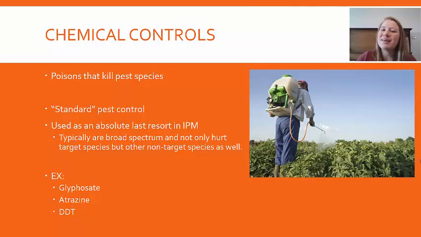The third type would be chemical controls. Now, we just said at the beginning that IPM is trying to reduce the amount of chemical pesticides used, but chemicals do still have a place in this. This is that standard pest control, and typically it's used as a last resort, or this is using a very narrow targeted type of pesticide. Typical standard pest control is a broad spectrum. However, with IPM, we try to pick the particular pesticides that are more narrow.